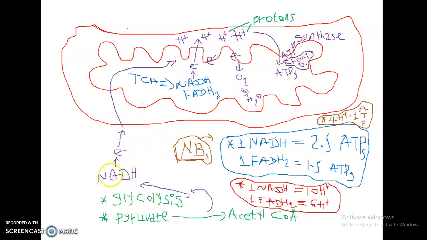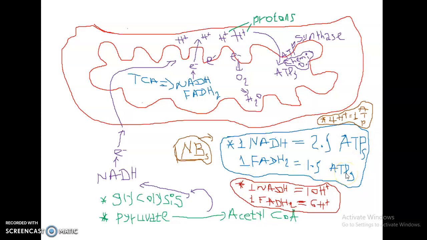Here NADH will enter into the mitochondria. The NADH from glycolysis and from the conversion of pyruvate into acetyl-CoA will enter into the electron transport chain, and then there is making of ATP in the process. Some important notes: one NADH will make 2.5 ATPs and one FADH2 will make 1.5 ATPs.